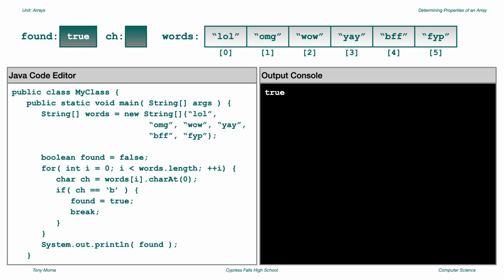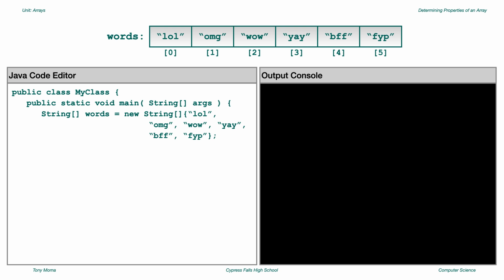Something to note about this scenario is that had not a single word in this array began with the lowercase b, then the if condition would have never evaluated to true, and thus the Boolean variable found could have never been set to true. Thus false would have been output since that was the initial value that we gave it.